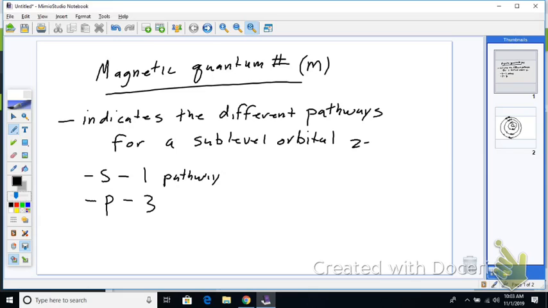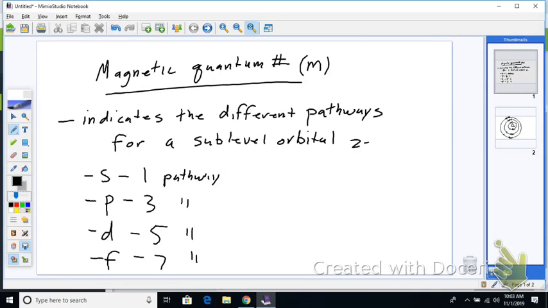P has 3 pathways. How many do you think the D has? 9. Nope. 4. Nope. 5. 5. Okay, and then I bet you guys can guess the last one. 6. Nope. 7. 7. 1, 3, 5, 7. Odd numbers. If we had a G, so in theory we don't have enough electrons to do a G, but if we had a G, how many pathways would it have? 9 in theory. Okay?